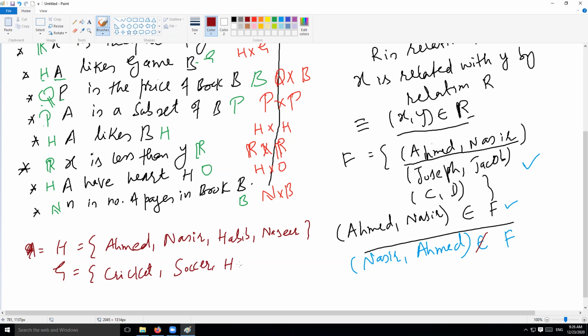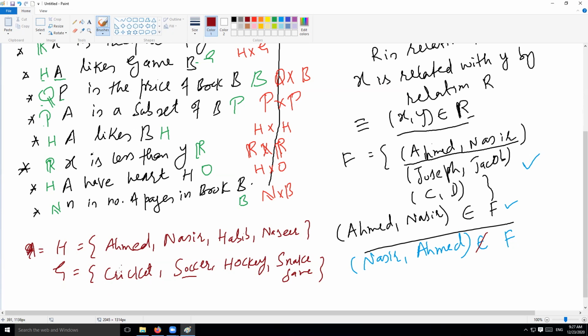Hockey. Football, soccer. Take care. Maybe someone likes a snake game on their mobile. So you can have a variety of things. So this is a set of humans and this is a set of games, for example.